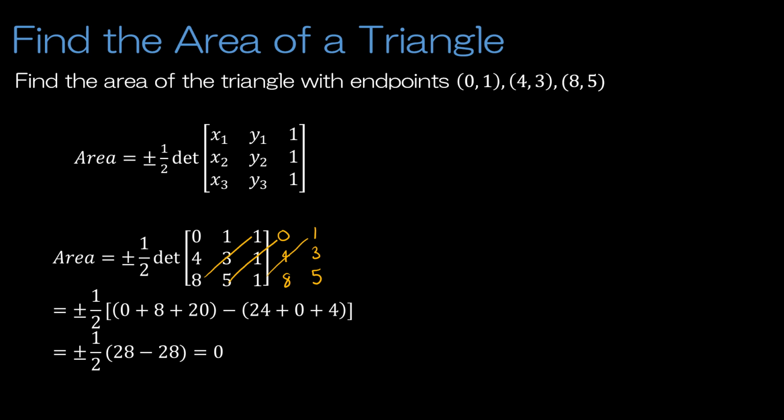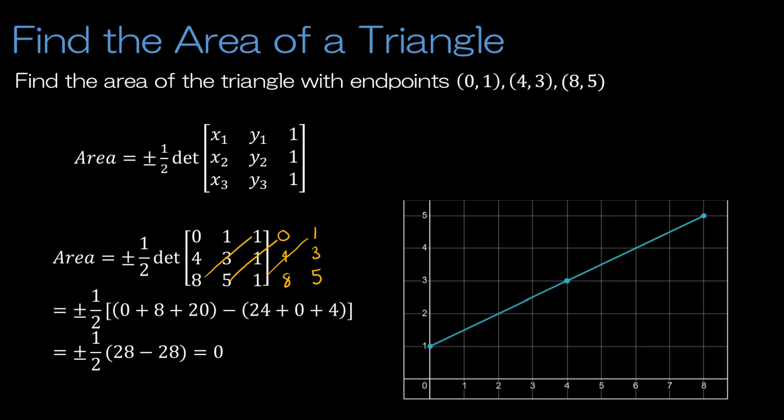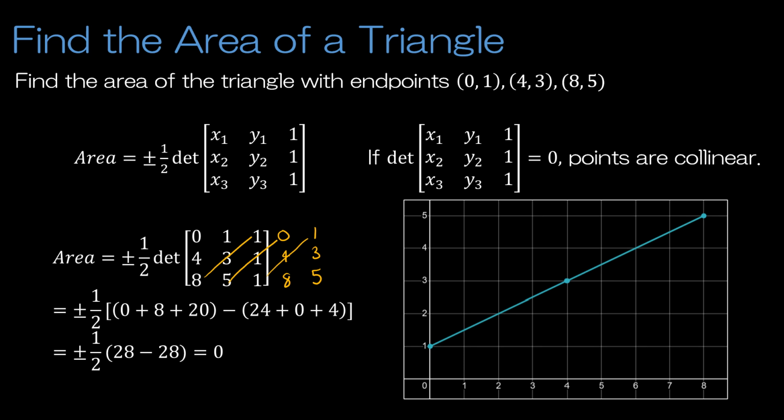So you might be thinking, uh-oh, I made a mistake in my work. And that's not the case. If I were to graph this, if you'll notice, these are collinear. So we actually have another way to check if there are points that are collinear if you end up using the same method that you used for area, but if you get a determinant of 0, the points are collinear.